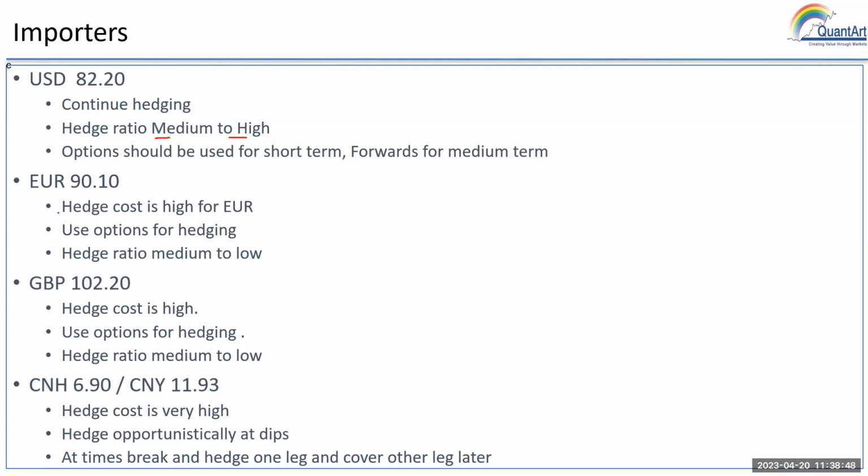On the euro side, if you have imports in euro, the hedge cost is very high. So use options. That is, if euro comes down towards 87, 86 or 85, you should get the advantage of the same rather than being locked at 91. So we are not recommending a forward hedge in euro. We are recommending only an option hedge in euro. Otherwise, you have to be very, very careful on when you hedge.